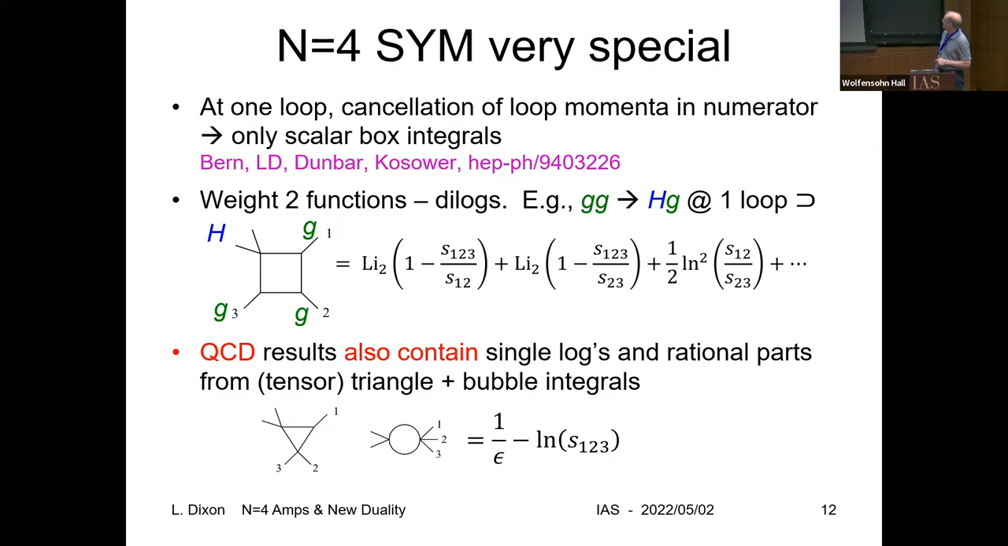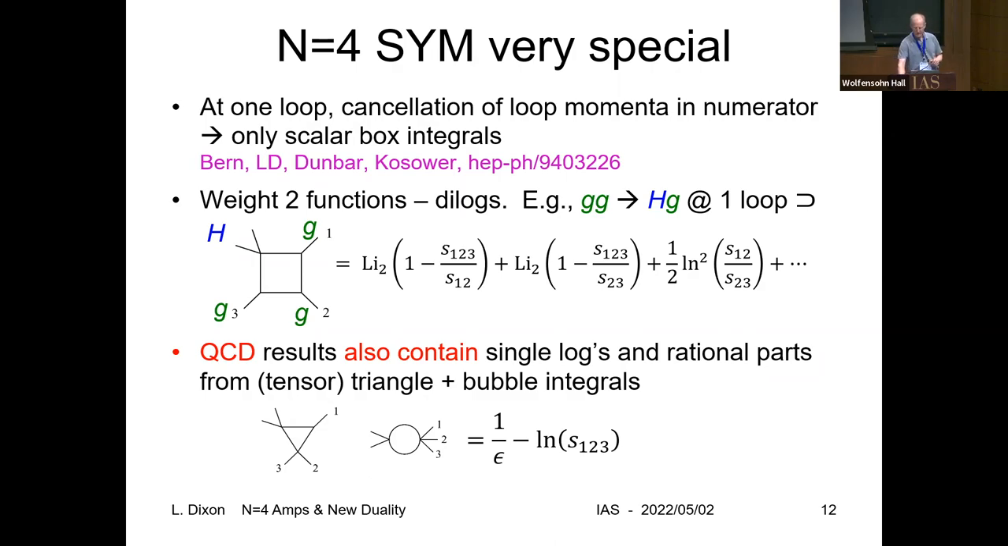For example, you can show that in N=4 super Yang-Mills, because of the better behavior of the loop momentum in the numerator, only scalar box integrals survive. The lower point integrals like triangles and bubbles disappear. And in fact, all the amplitudes that have been calculated so far in N=4 super Yang-Mills have at one loop been just weight 2 functions, exactly weight 2. For example, there's a box integral that appears in the gluon to Higgs plus gluon amplitude at one loop, which has this formula in terms of dilogarithms and logarithms, but it has exactly 2 logarithms here and 1 dilogarithm. Whereas the QCD results have this more complicated structure with complicated rational parts, and also integrals that involve triangles and bubbles and give things of lower transcendentality, like rational terms and logarithms.